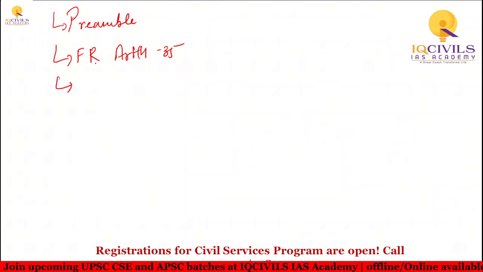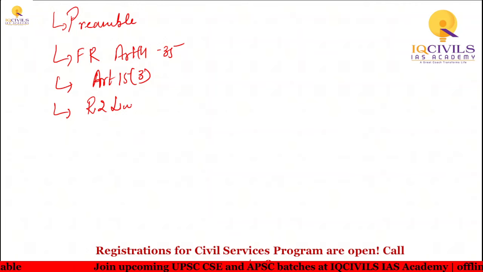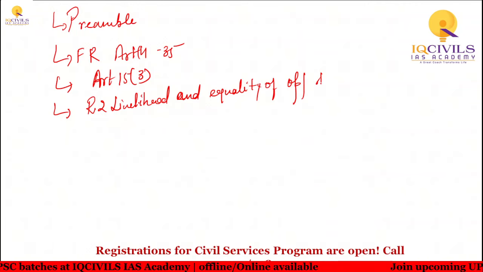Then apart from this, you can mention article 15 subclause 3 separately. Why? Because article 15 subclause 3 empowers the state to make law for the benefit of women. Then apart from this, you can mention right to livelihood and equality of opportunity.